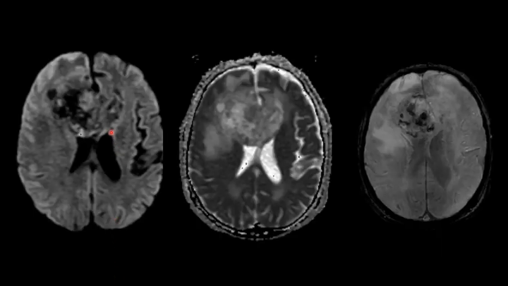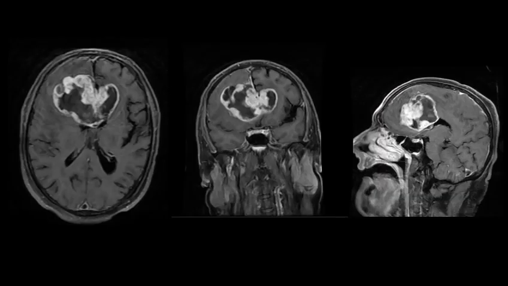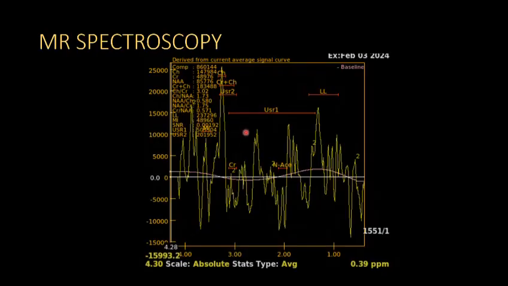And on DWI, the lesion is showing very few foci of diffusion restriction which are low on ADC, corresponding to blooming foci in SWI, suggesting that there is hemorrhage within the lesion. Further, MRI brain contrast was done. These are axial, coronal and sagittal T1 post-contrast images showing a thick peripheral rind-like enhancing lesion with central non-enhancing areas of necrosis noted. Further MR spectroscopy was done which revealed choline peak, NAA dip and lipid lactate peak.